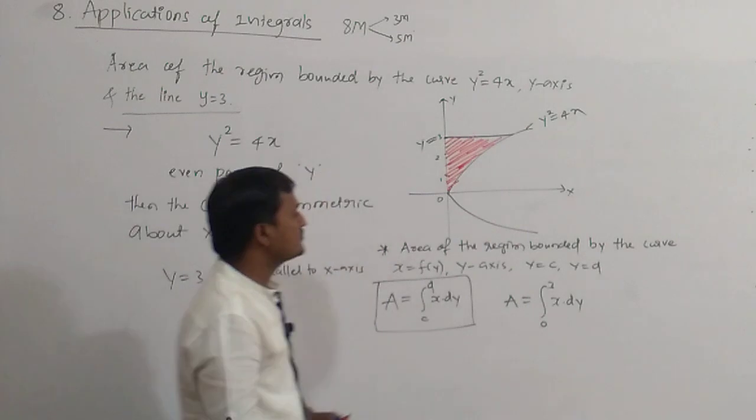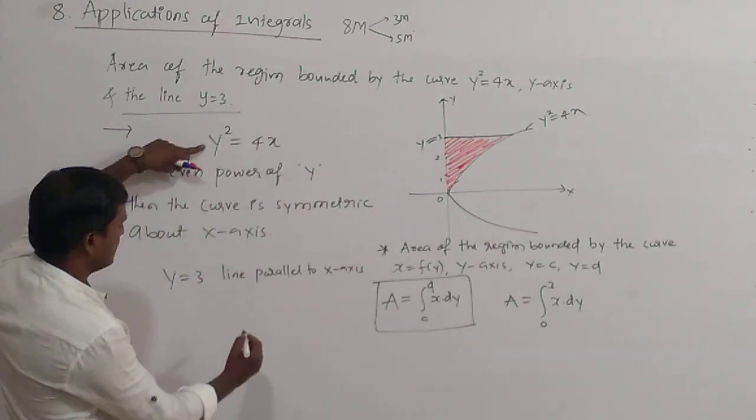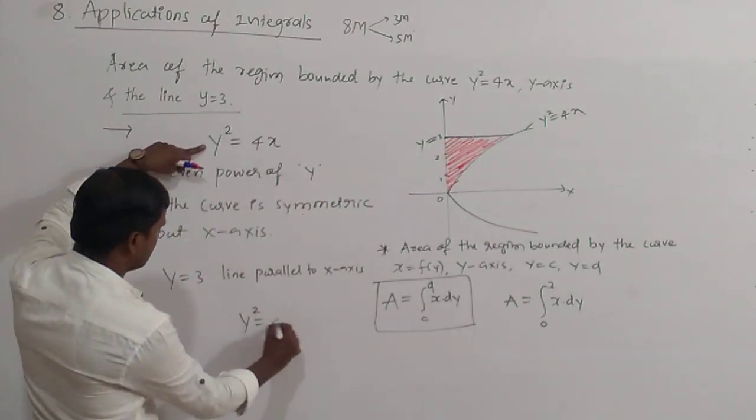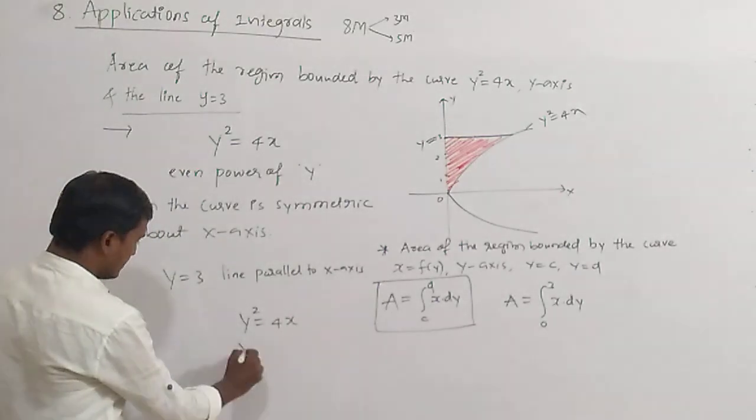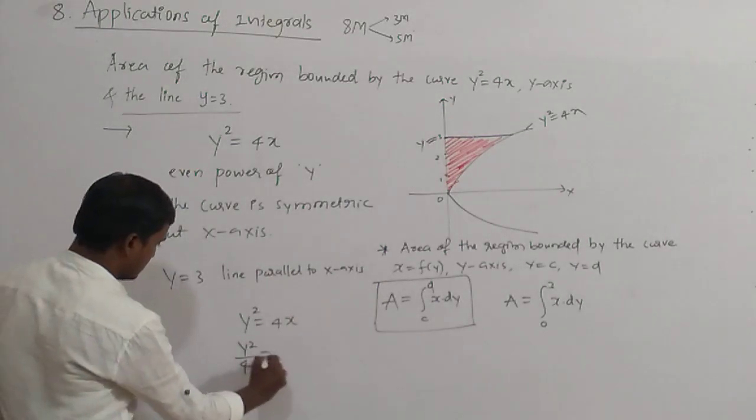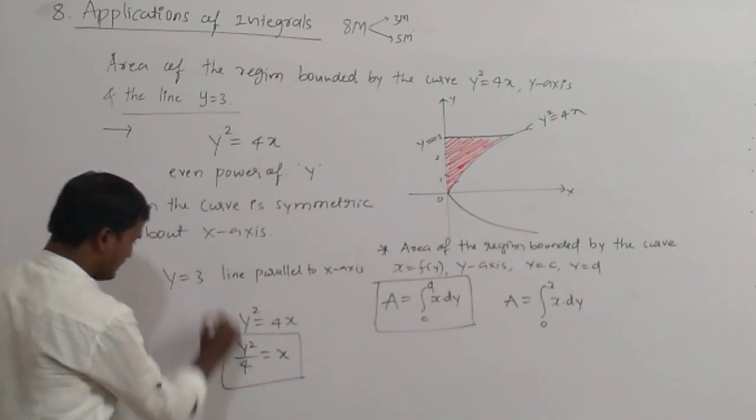Okay, now we should find the value of x. Here what have they given? They have given y square equal to 4x. Now we should find the value of x. So y square divided by 4 is equal to x. So this gives the value of x.